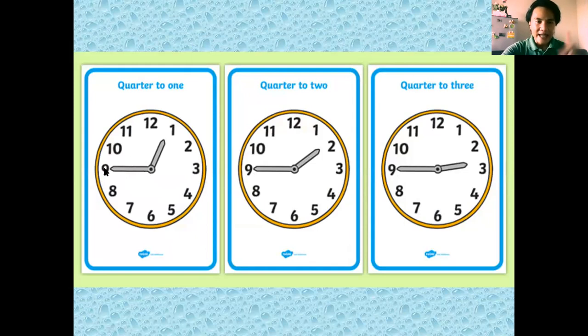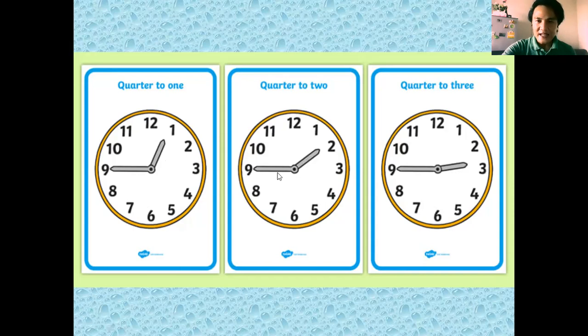Again, we need to read the long hand first. The long hand first. Quarter to. And where is this short hand going? It's going to number 1.